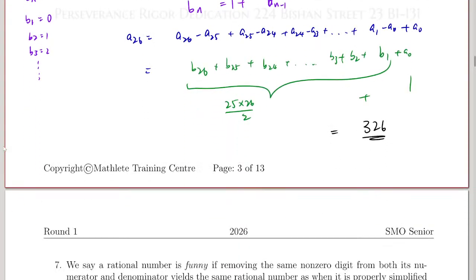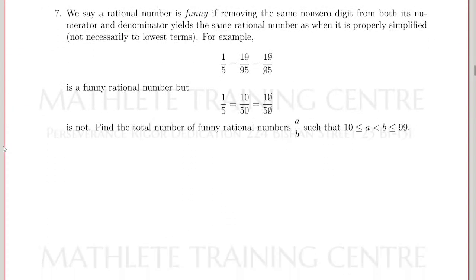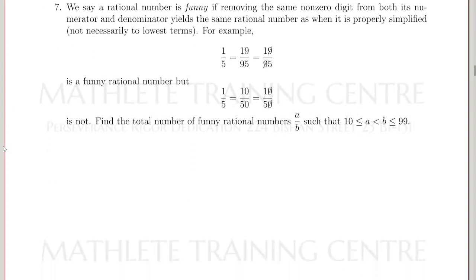Okay, next one, question number 7. This question is quite interesting to me because personally, I have actually investigated this question before, a few years before this question actually came out. So in my mind, I call this thing illegal fractions. Why do I call this thing illegal fractions?